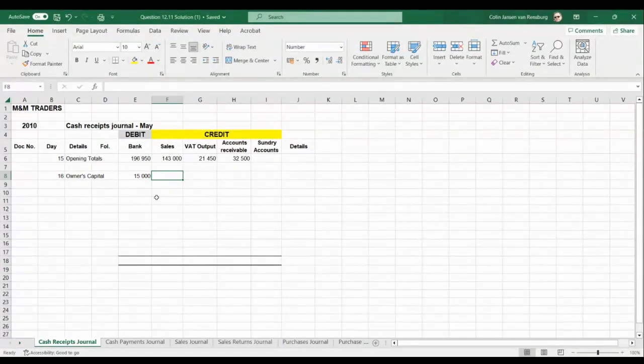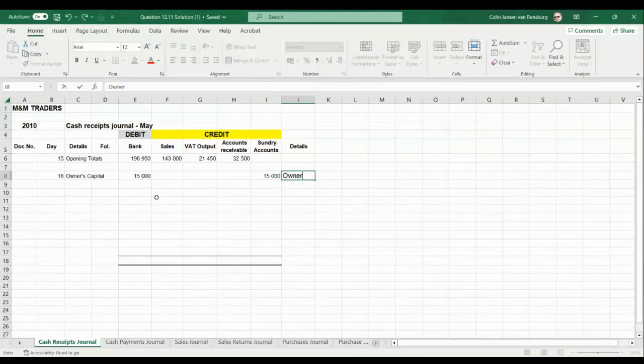Anything in sales, ladies and gentlemen? No, it doesn't represent sales. We've already discussed this. It does not involve any VAT output. It does not involve value-added tax whatsoever. It does not affect our accounts receivable or debtors account. So all that's left is the sundry accounts, right? So that will have to go under the column for sundry accounts. And then the details. Here we can probably again say owner's capital, because that is probably the name of the account that we have created.